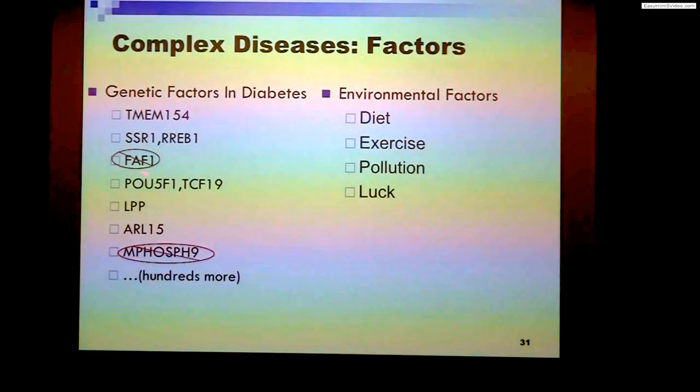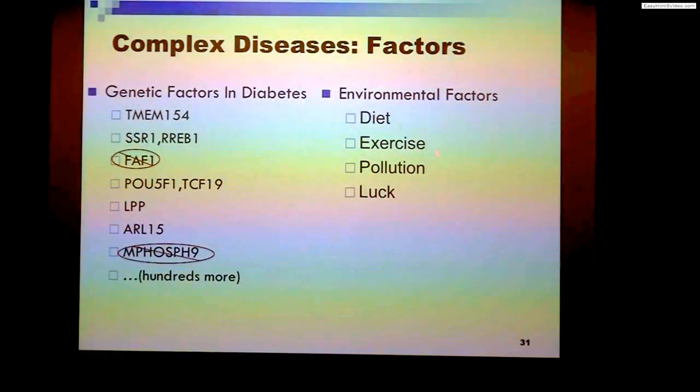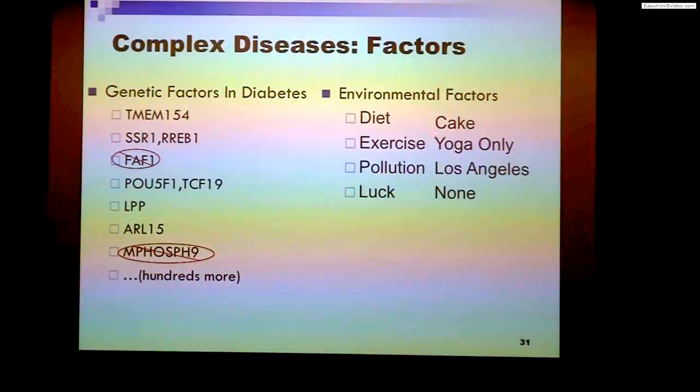So, for example, let's say you have these variants, but not these two. You can think of it like you get a score. We'll talk about that. And then let's say for your environmental factors, for diet, you eat cake, which is not good. Exercise, you only do yoga, which I think is also not real exercise, but it's fine. Pollution, you live in LA, that's okay, not great. And let's say you're not very lucky. You get points for each of these factors.